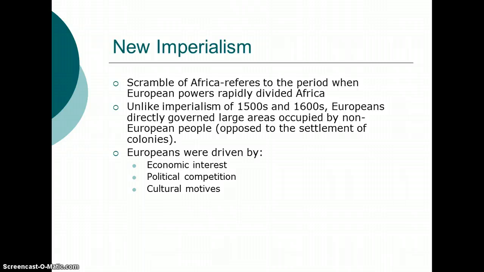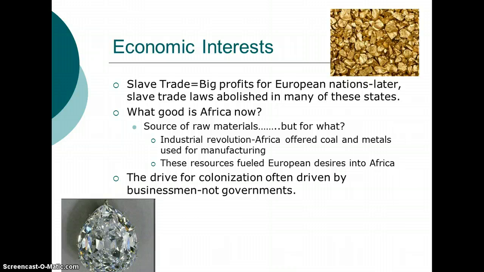So why were Europeans driven to Africa? There are three main reasons: economic interests, political competition, and cultural motives. And we'll talk about each one in detail. So what are the economic interests? There was slave trade. And the slave trade got big profit for European nations.